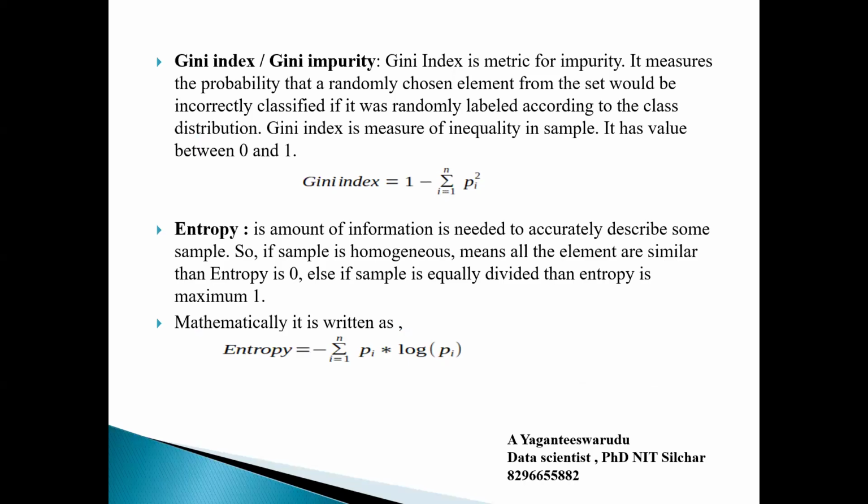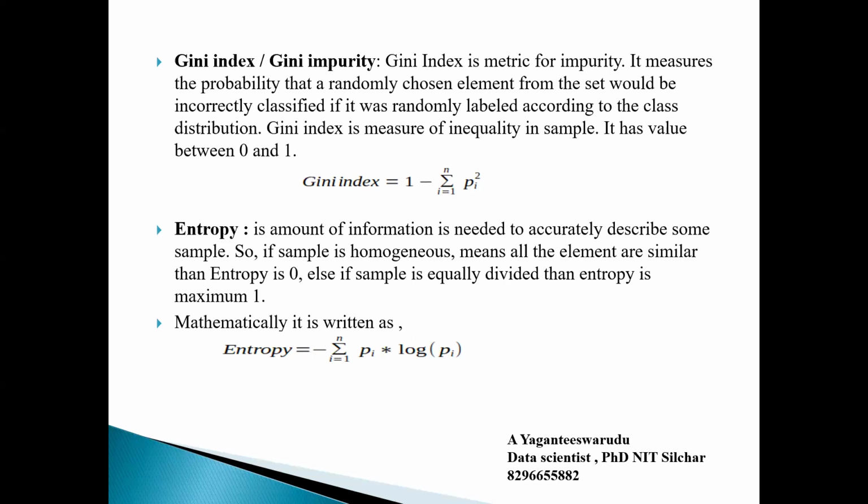There are multiple approaches to construct a decision tree. One is the Gini index and another one is entropy. If I want to find out whether a feature is a root node, intermediate node, or leaf node, these are the two approaches. Either you can use Gini index or entropy.